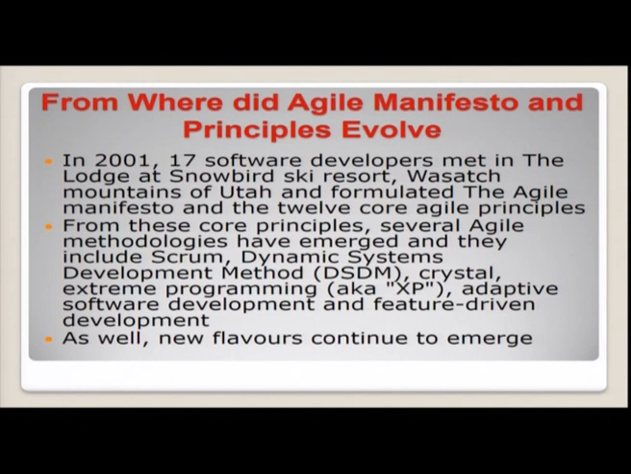From these core Agile principles, several Agile methodologies have emerged, and they include the Scrum framework, DSDM, Dynamic System Development Method, Crystal, Extreme Programming, which is also called XP, Adaptive Software Development, and Feature Driven Development. New flavors also continued to emerge as part of these Agile principles.